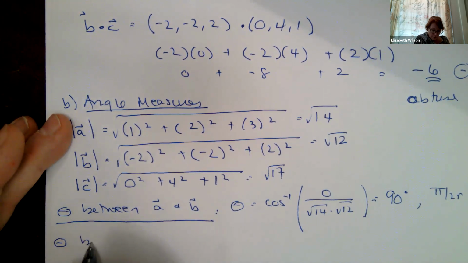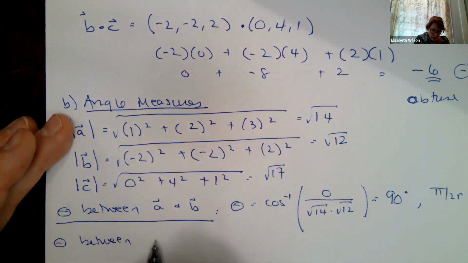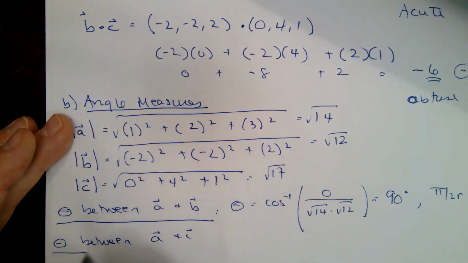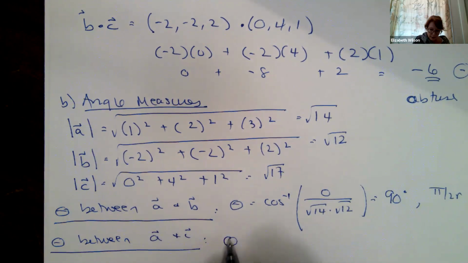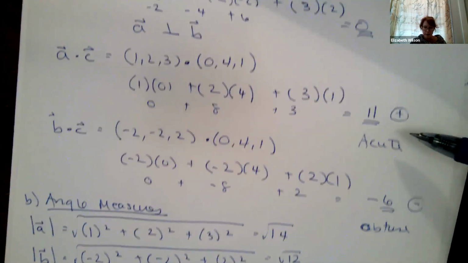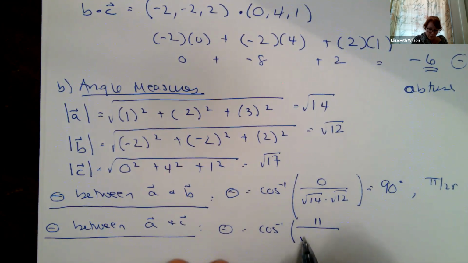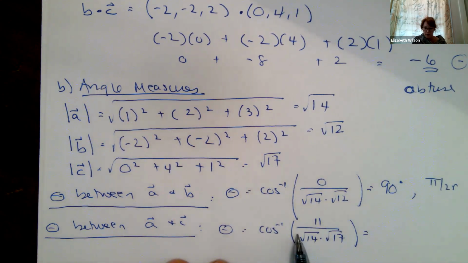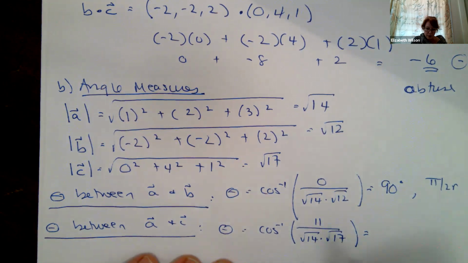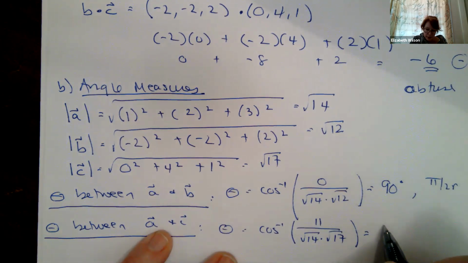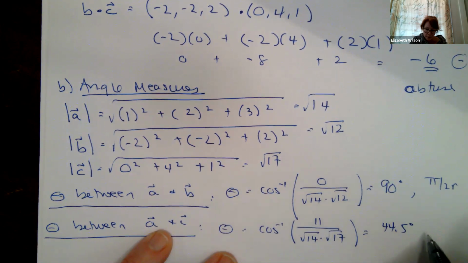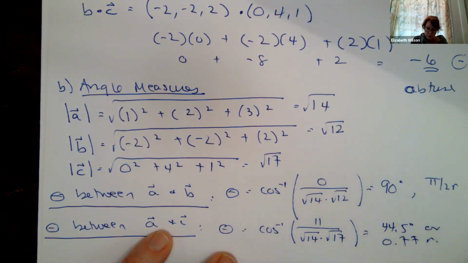Now the angle between A and C. Again, theta equals the inverse cosine of the dot product between A and C, 11, divided by radical 14 times radical 17. So it's the inverse cosine of the dot product divided by the magnitudes. Don't forget the inverse cosine. When I do this, I get 44.5 degrees, or 0.77 radians. Either one is fine.